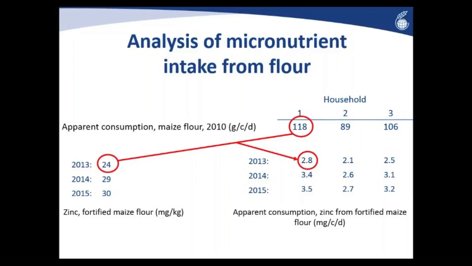The apparent consumption of maize flour multiplied by the zinc content of flour and divided by 1,000 yields the apparent consumption of zinc from flour expressed in milligrams per capita per day. We see that in 2013 in household 1, 2.8 milligrams of zinc from fortified maize was consumed per capita per day.